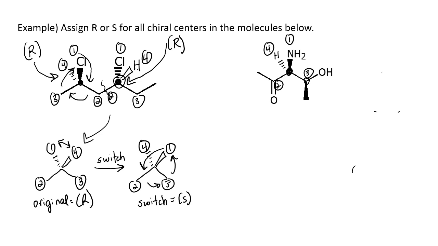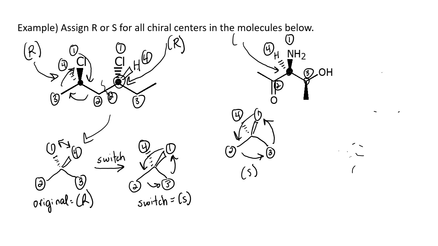So if I make my template, oh, I actually don't need to make a template, but I can do it anyway, just to clean it up. All right, 4 is already in the back, so we don't have to do a switch. So we count around 1, 2, 3, back to 1. It's counterclockwise, so that makes this an S configuration. My first stereocenter is S. I'll clean this up a little bit and we'll work on the next one.